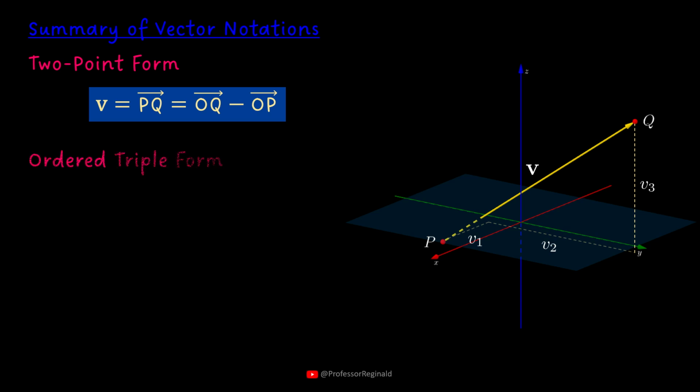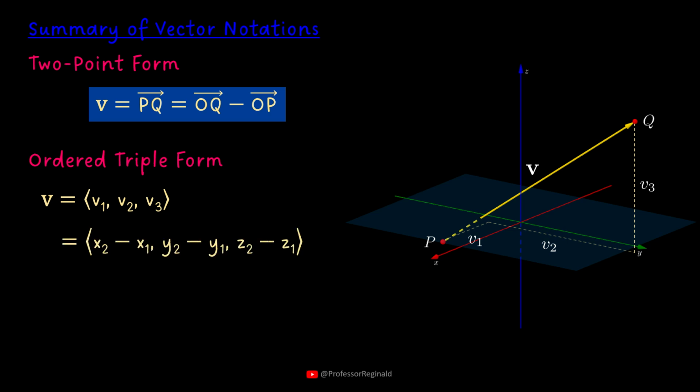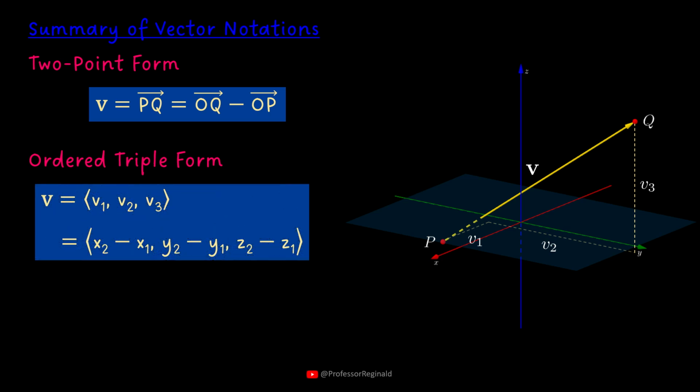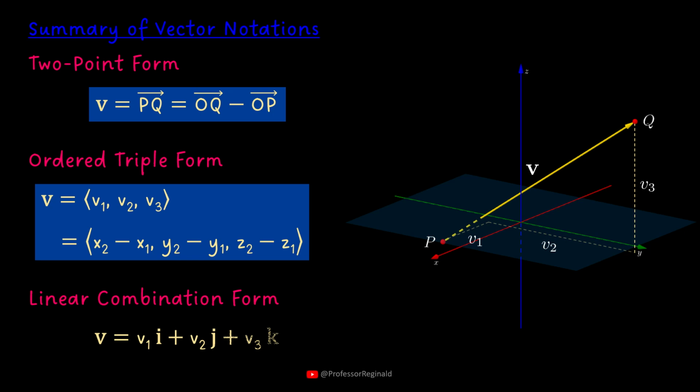Ordered triple form. A vector is an ordered triple where the first number is the x component, the second number is the y component, and the third number is the z component. Each vector component refers to the difference of the corresponding coordinates of the terminal point and the initial point. Linear combination form. Using the standard unit vectors i, j, and k, a vector can be written as a linear combination of its components.